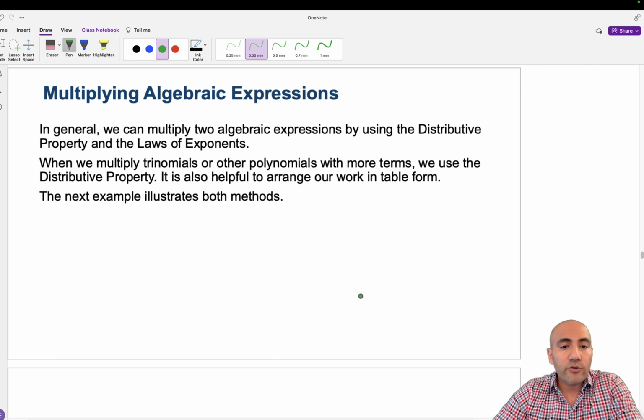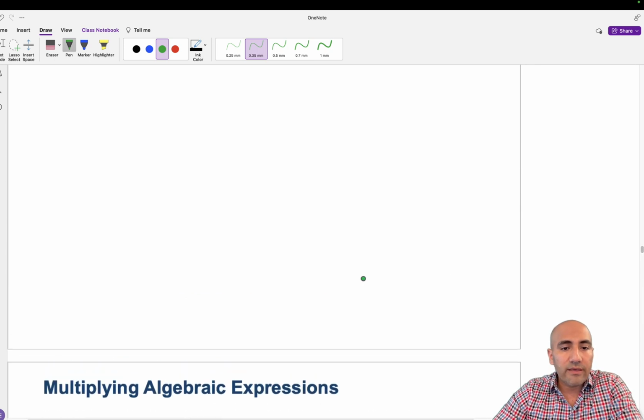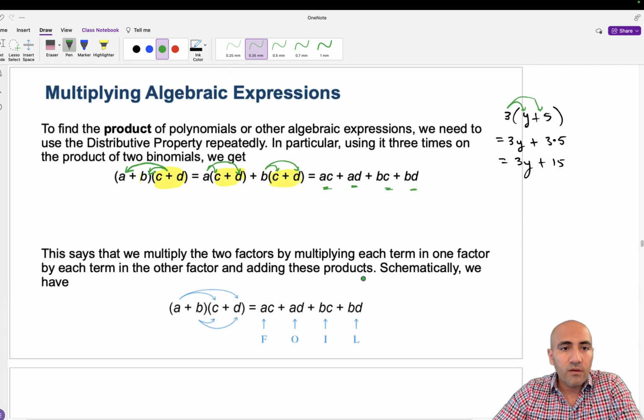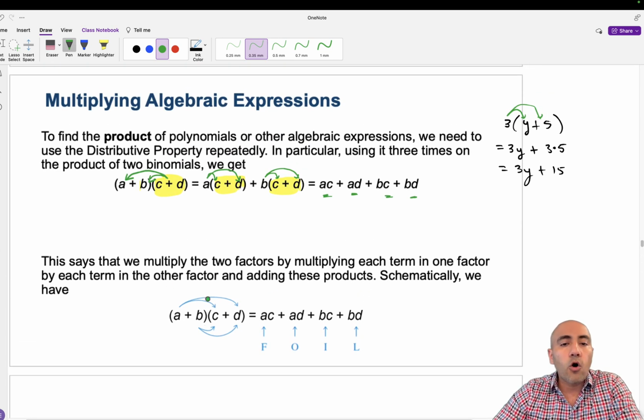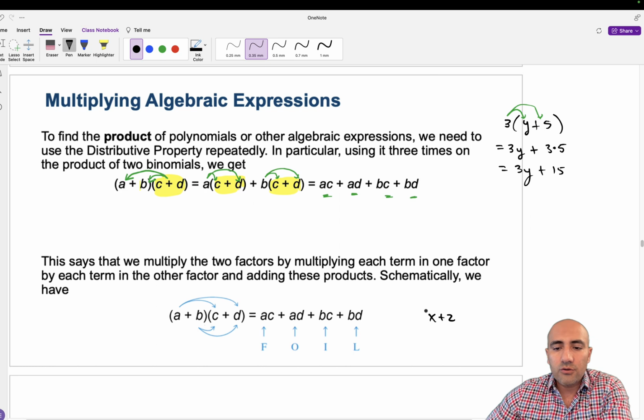Very important to remember that this FOIL method is only useful when you're multiplying something of this form. So a binomial times a binomial, you can FOIL it. First, outer, inner, last, that kind of thing. For example, if I had x plus 2 and I want to multiply it with y plus 3, that fits this form. A binomial times a binomial, we can FOIL it away, right?